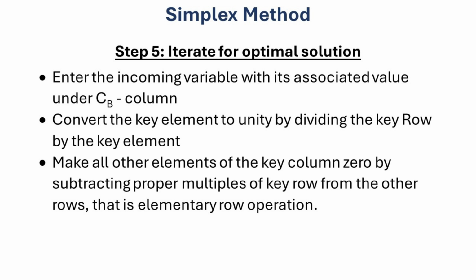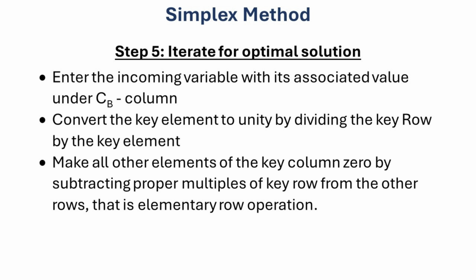It says iterate for optimal solution. What we'll do: enter the incoming variable with its associated value under the CB column. Obviously, when x3 enters the basis, it will come with its coefficient. The coefficient in the objective function is 6. So CB will be 6 for x3.